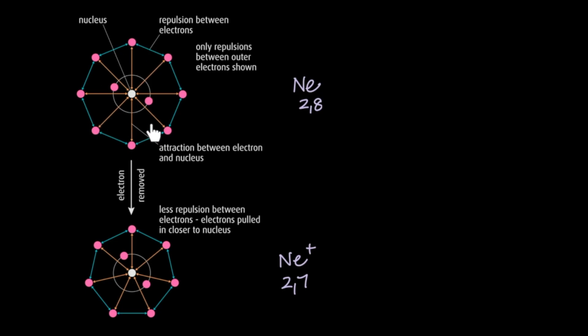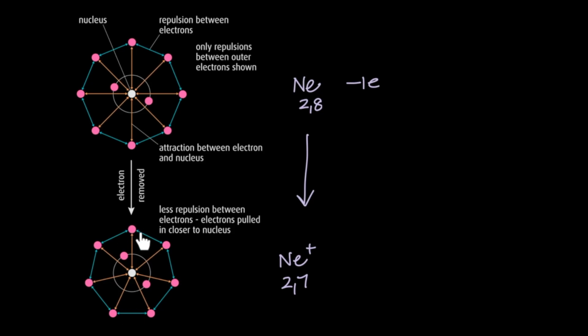All these outermost electrons are being attracted by the nucleus, and they're also repelling each other. But the attraction from the nucleus is greater than the repulsion. So now each has a net attraction, that is the difference between the attraction and the repulsion. That's 8 repelling each other. Now when you remove one electron, when this becomes Ne plus, the remainder are now 2 in the first and 7 in the second shell.